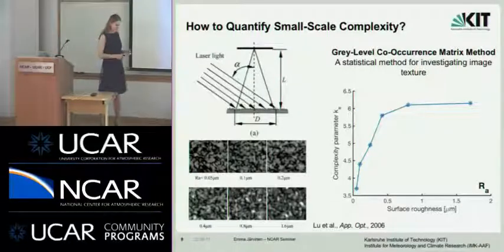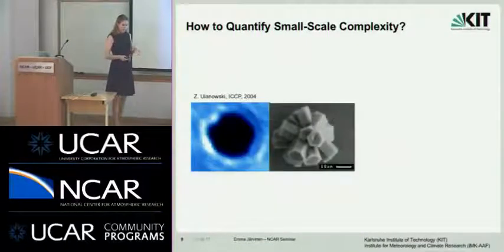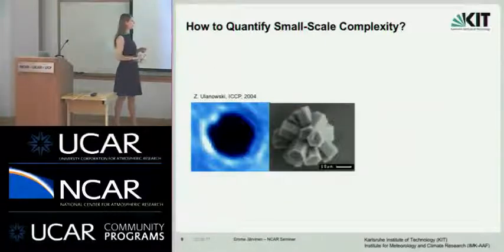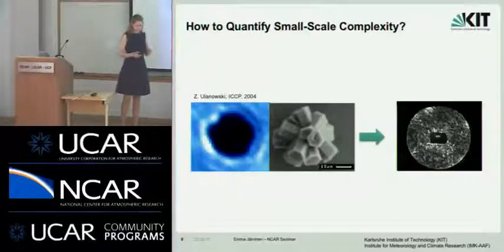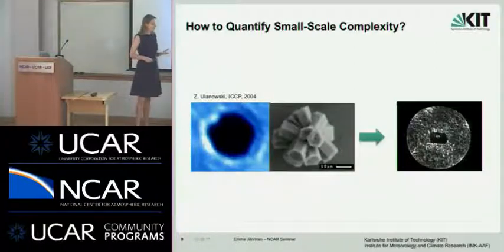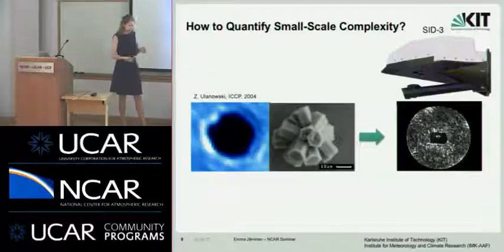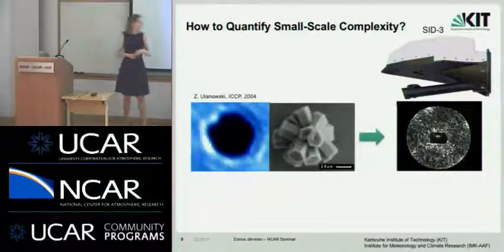But then the question is, okay, this was for two-dimensional surfaces, would it also work for three-dimensional atmospheric particles such as this one? And yes, it will, because from this particle we can also measure the spatial distribution of the scattered light and get these scattering patterns where we can then analyze the complexity. And there is an instrument that is doing this. It was developed in Hertfordshire, and it's called the SID3 detector, and some of you might have also heard of it.